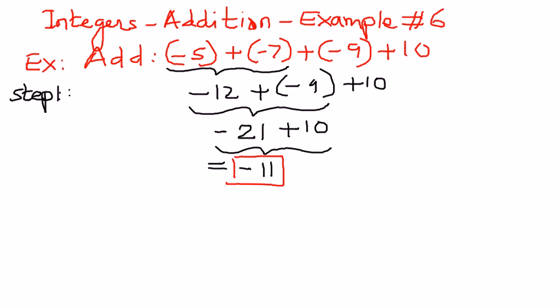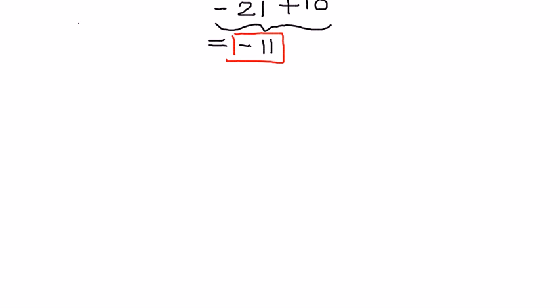So the simplified form, when we add these four numbers, -5 plus -7 plus -9 plus 10, when we take two numbers at a time, and when we simplify the process, we're going to get an answer equal to -11. So let us look at another example. What if we have an example of this nature?